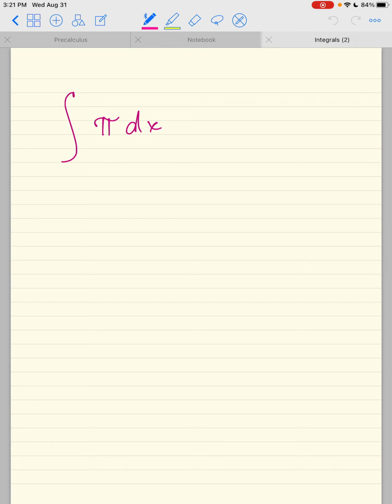I'm going to leave you with this. A lot of students think that the integral of pi is pi squared over 2. Pi is a number that's irrational, but it's approximately 3. If I said, what is the integral of 3? Wouldn't you say 3x? So what is the integral of pi with respect to x?